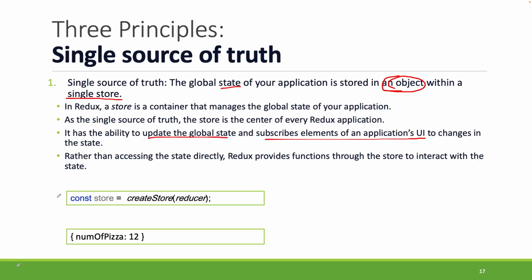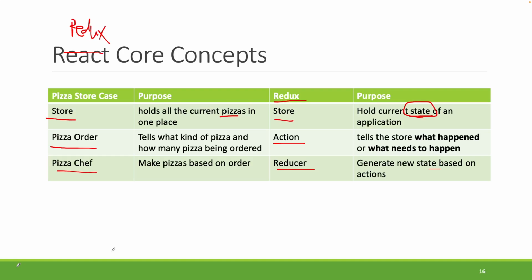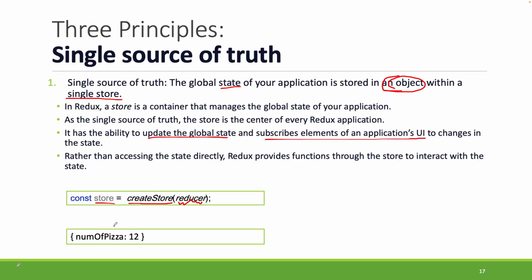So here is the snippet code representing how to create a store. This createStore is an API inside Redux. You have to give it a reducer. Okay, reducer we'll talk about in a minute, and it will give you a store. And what's being kept in the store? Take a look at our previous example, the pizza one. In our store, I'm going to store the number of pizza. This is our state. By default it's 12 here.